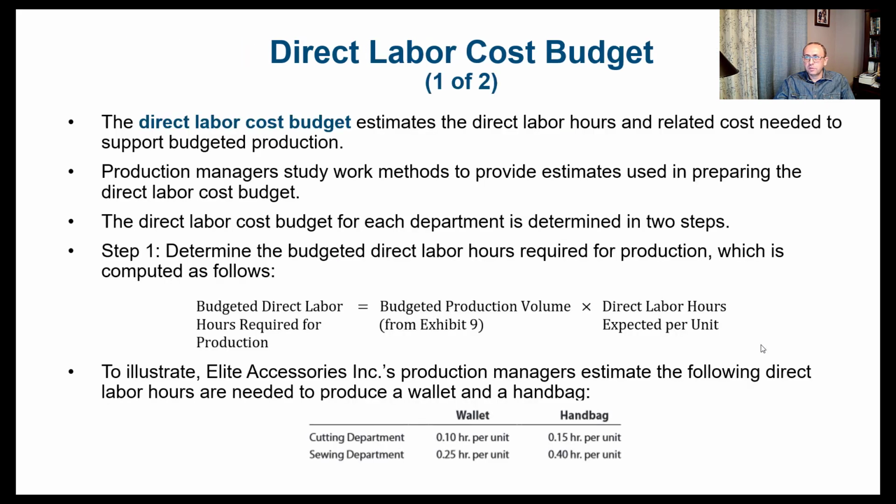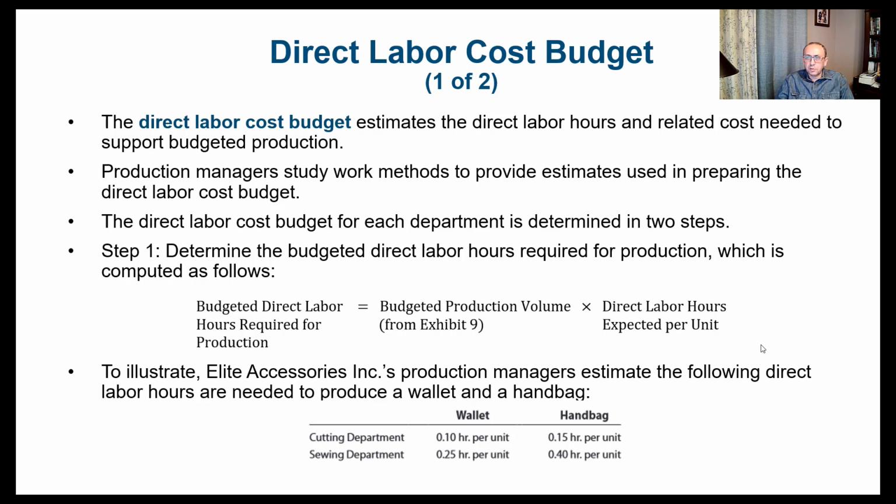Now let's move to the direct labor cost budget. The direct labor cost budget estimates the direct labor hours and related costs needed to support budgeted production. Production managers study work methods to provide estimates used in preparing the direct labor cost budget. The direct labor cost budget for each department is determined in 2 steps. So unlike the direct material, which was 3 steps, here it's only 2 steps.